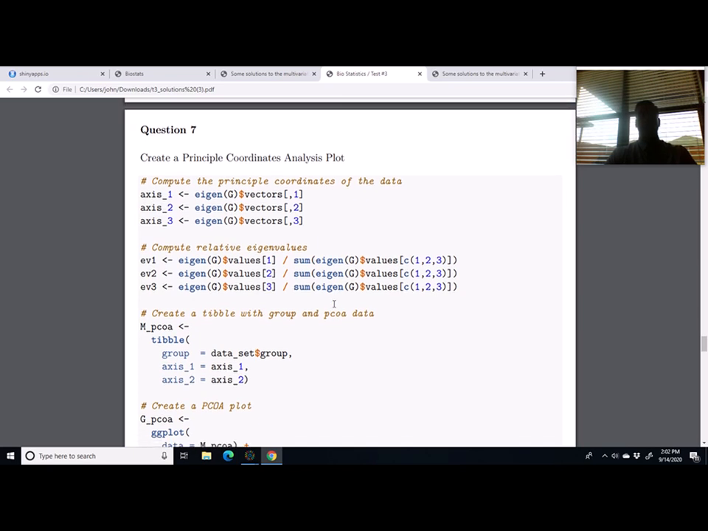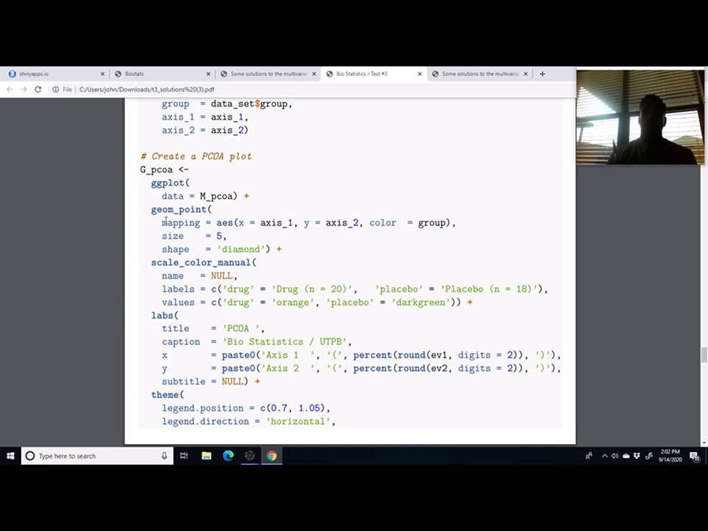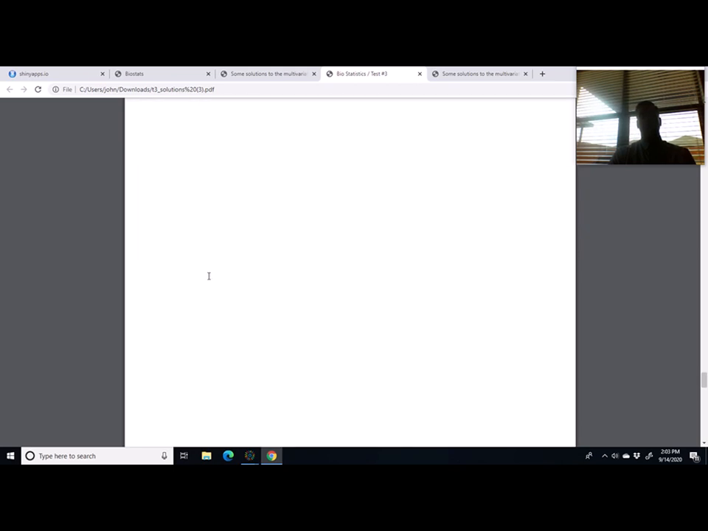And then we're going to create a tibble that has group, which will be the data set group information. And then we have axis 1 and axis 2 being these vectors up here. And then we're going to create the PCOA plot, the principal coordinate analysis plot. We use geom_point. X goes to axis 1, Y goes to axis 2, and color maps to group. And then we can use scale_color_manual to control the labels and values and the legend label, which we don't want to have. And then we can get this picture.